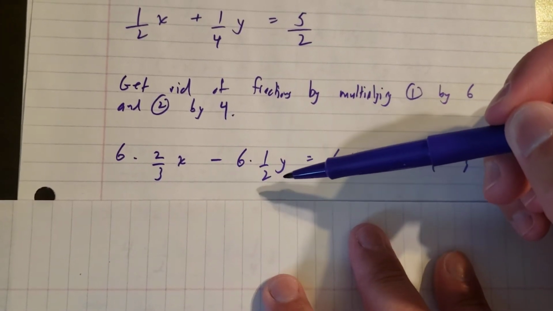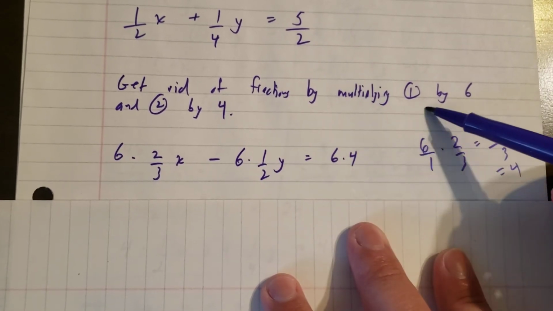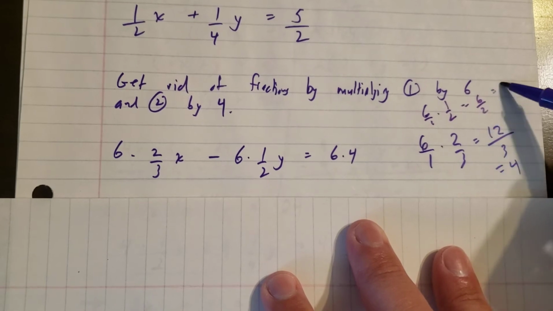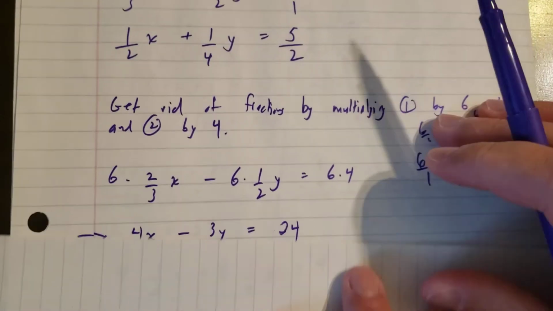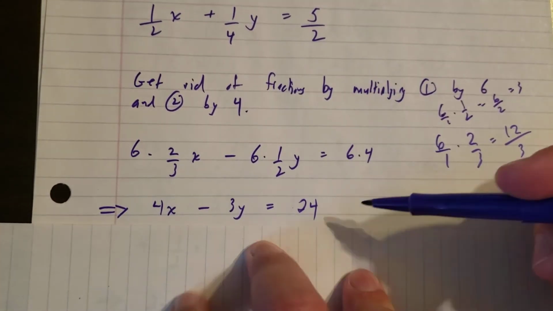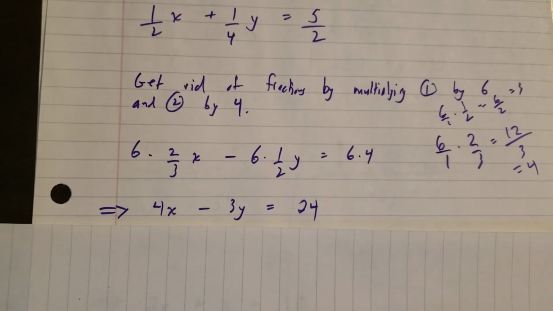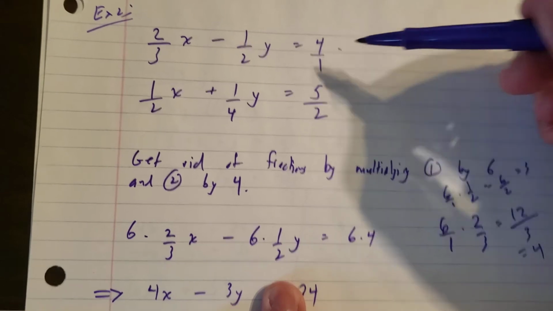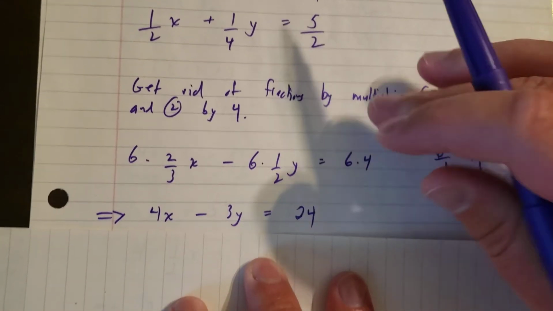6 times 1/2 can be written as 6 over 1 times 1 over 2, which is 6 over 2, which is 3. And 6 times 4, of course, is 24. Okay, so that's my new equation. It's really the same equation as the one I started with, but it's much nicer to look at.